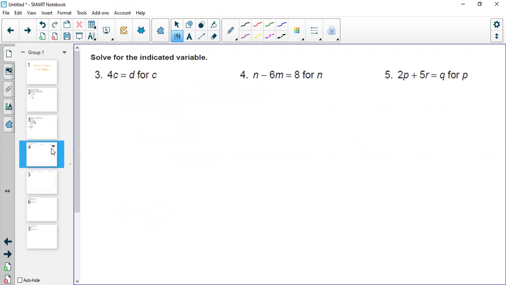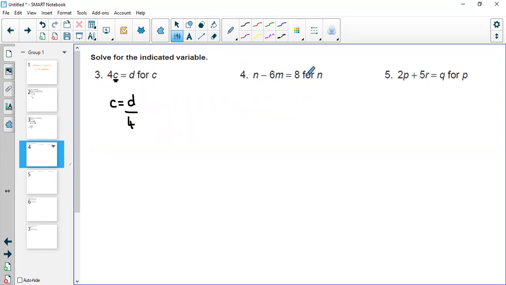All right, let's go to question number 3. For C equals D, this is super simple. They're asking to solve for C, which means you need to get rid of the 4. This means 4 multiplied by C. So C is going to be equal to D divided by 4. Okay, my pen doesn't want to write. Pen is tired, I guess. Okay, so D divided by 4. It was a very easy question.